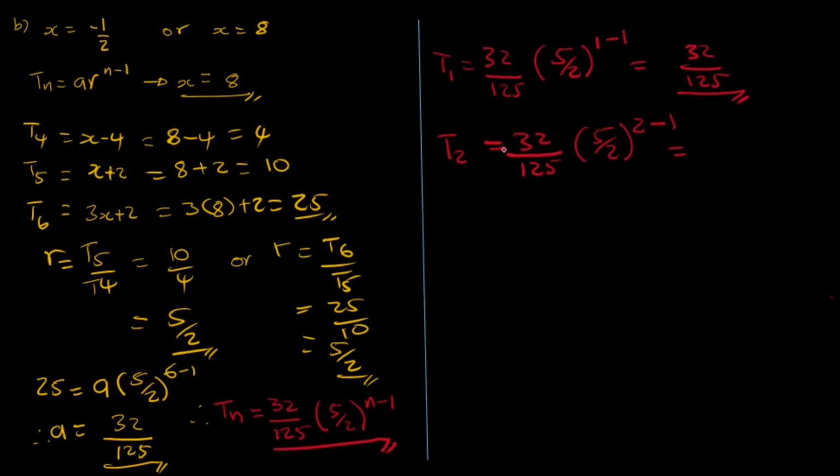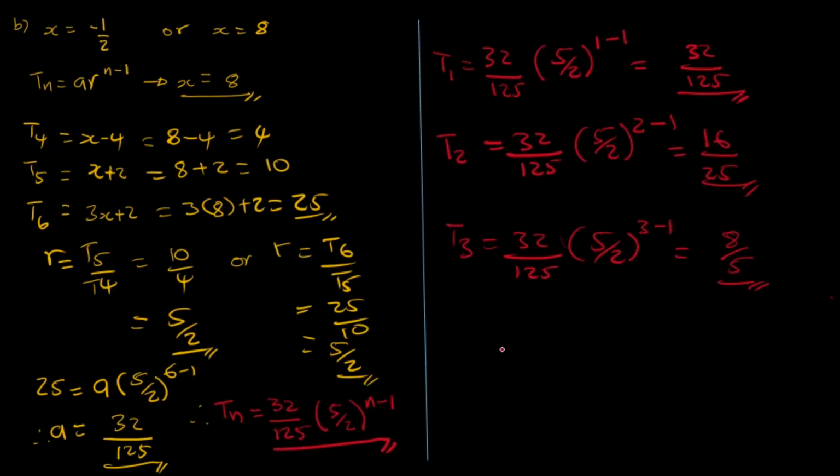The value of n is 2, which will give me 16 over 25. Term 3 is 32 over 125 times 5 over 2 to the power 3 minus 1, which will give me 8 over 5, if you punch this in a calculator. Therefore, the sequence will be 32 over 125, 16 over 25, 8 over 5.